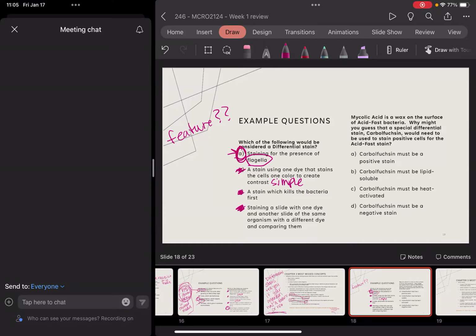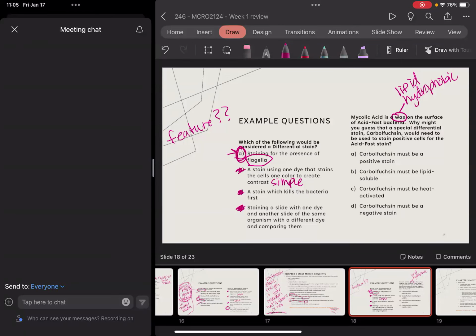All right, our next question, mycolic acid. We're going to talk about this more in chapter 4, but mycolic acid, I'll tell you about it, is a wax on the surface of acid-fast bacteria. Why might you guess that a special differential stain, carbolfuchsin, would need to be used to stain positive cells for acid-fast stain? This is something we will definitely talk about in the lab more on how this works, but now we're getting to think about it ahead of time. So if mycolic acid is a wax, and we learned in chapter 2 that that wax is going to be hydrophobic, it actually falls into that lipid category, right? We had it listed within our lipid group of our macromolecules.